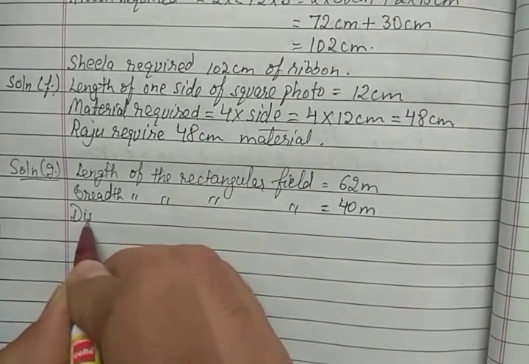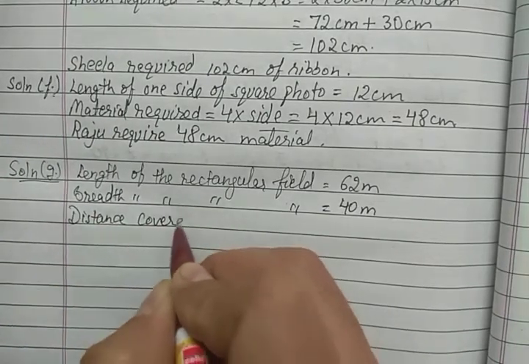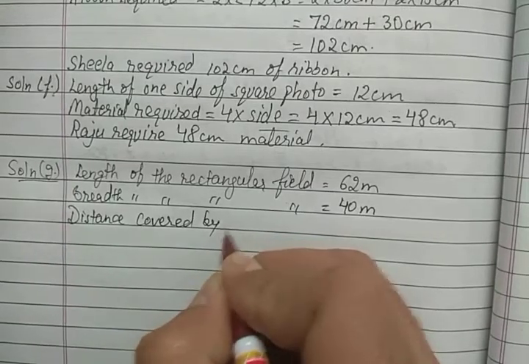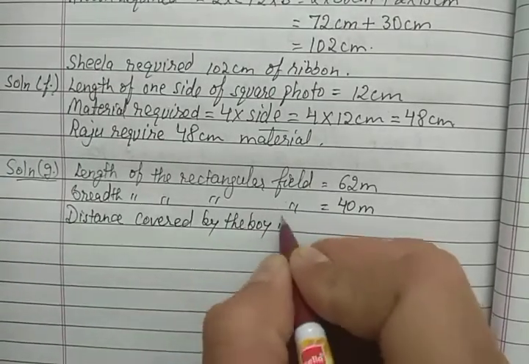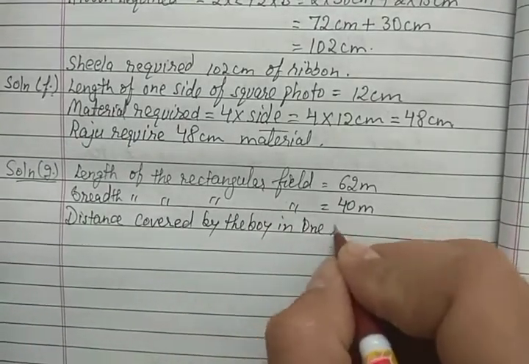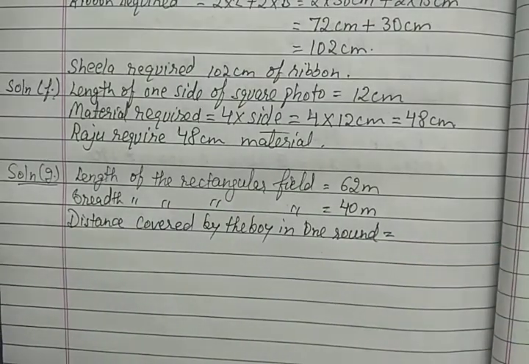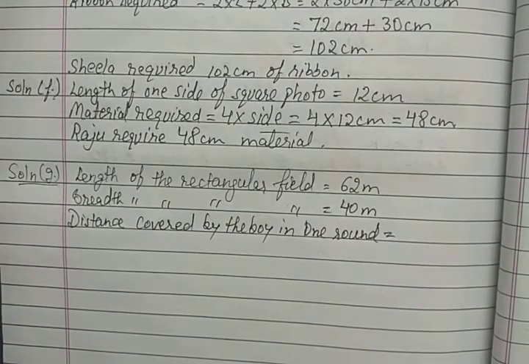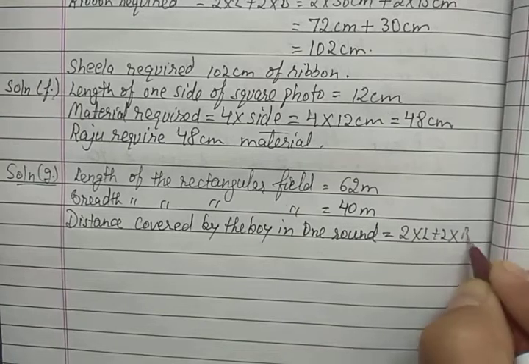Distance covered by the boy in 1 round. 1 राउंड में कितना डिस्टेंस कवर करेगा? ये क्वेश्चन हमने पहले भी किया है. Equal to the perimeter of the rectangle. That is 2 multiplied by length plus 2 multiplied by breadth.